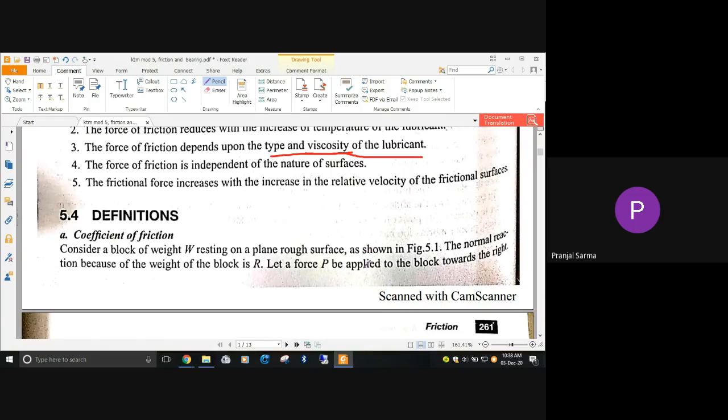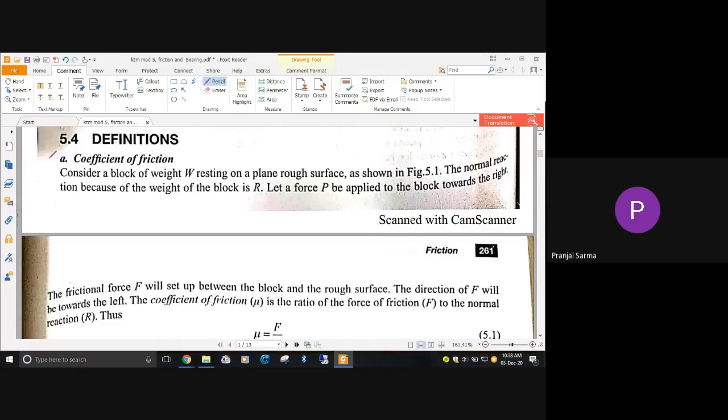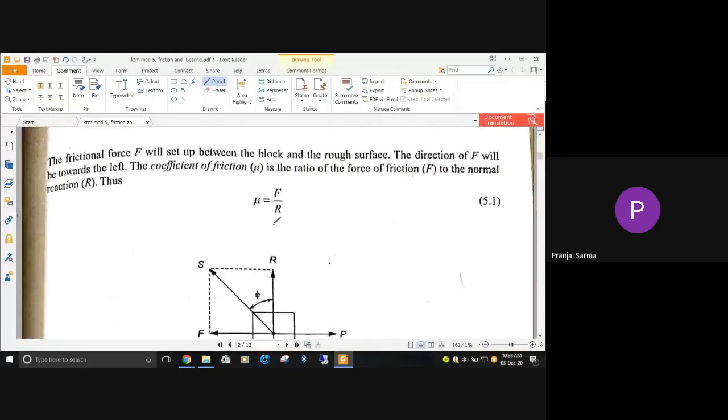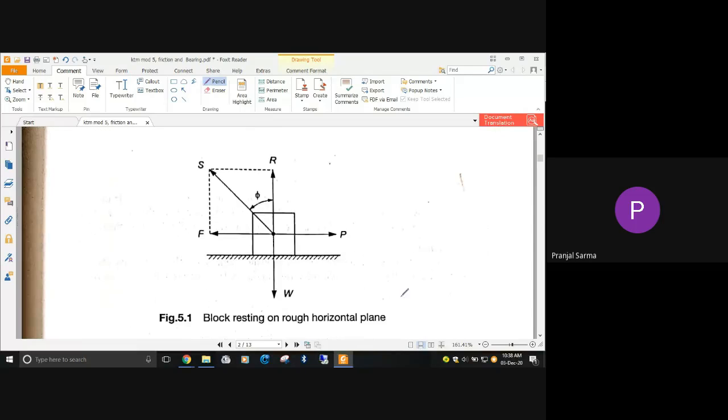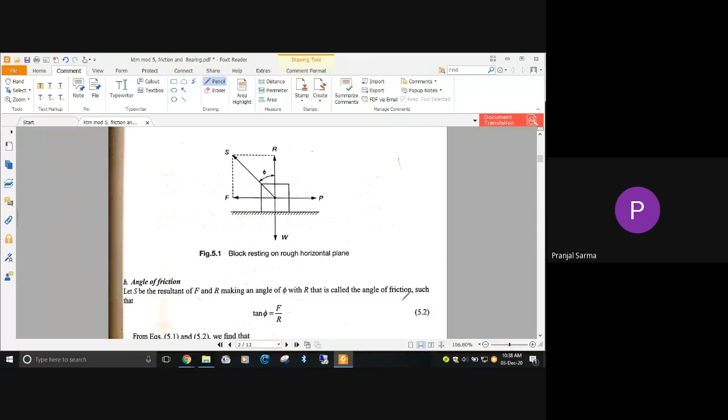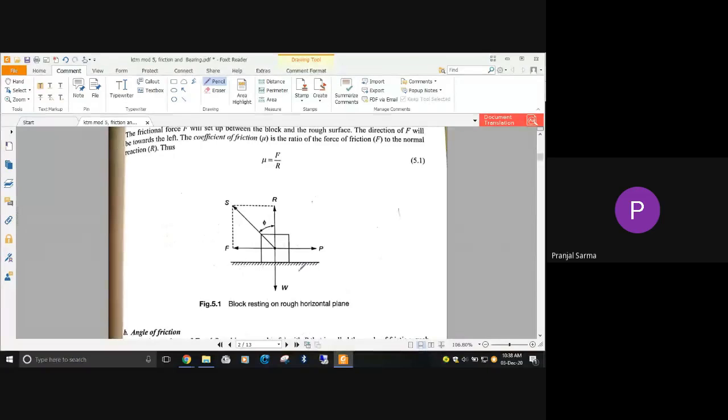Now, I believe all of you already know about this particular term which we have constantly been using, that is nothing but the coefficient of friction. And I believe there is no need to explain it further. So suppose there is a block resting on a rough horizontal plane. In that case, the coefficient of friction, which is generally denoted by mu, is the ratio of the force of friction, which is acting opposite to the applied force, and the normal reaction.